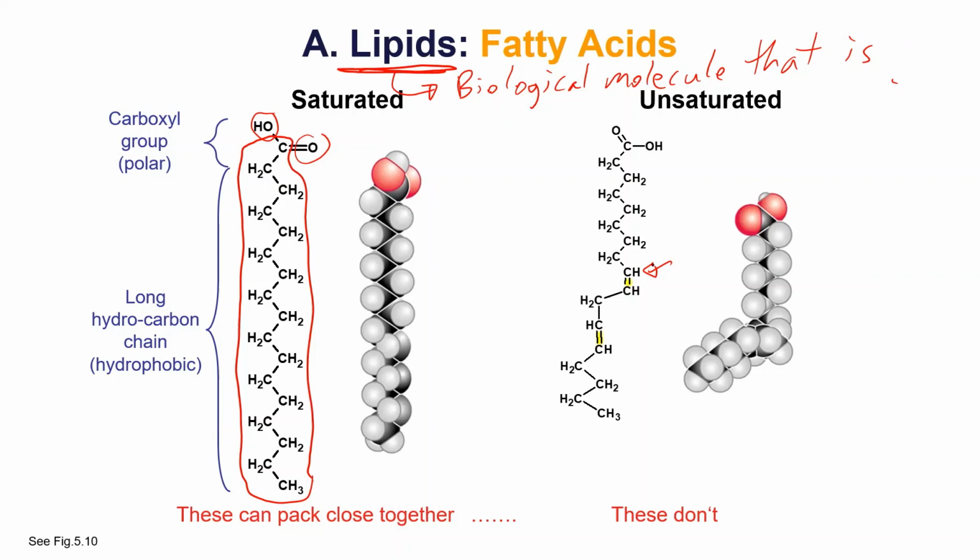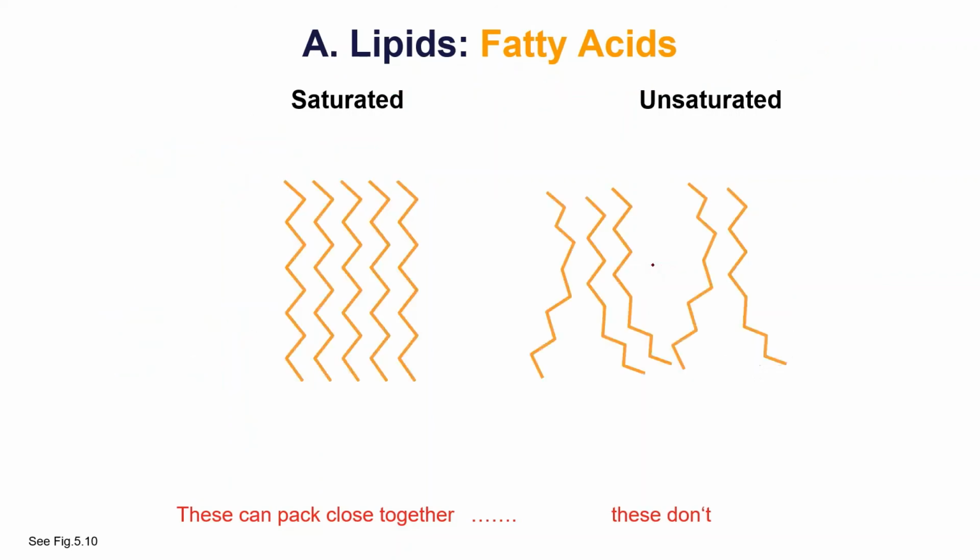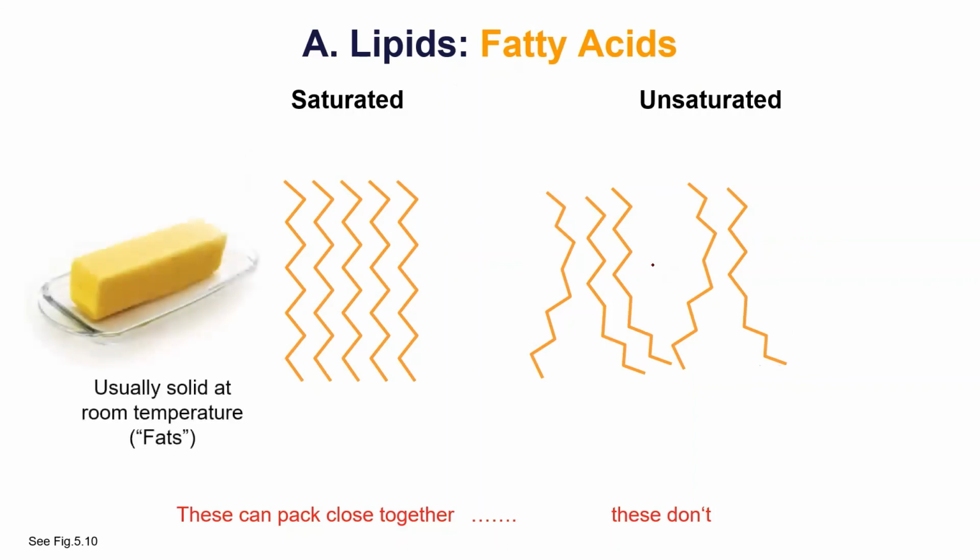You can see I have this note about them packing close together. Saturated fatty acids can pack really well together. So what does this mean? It means that there are lots of London dispersion forces, and they can be more solid at room temperature. Usually when we talk about saturated fats, we're talking about things like butter or margarine, and the word we use, especially when talking about our diet, is fats.